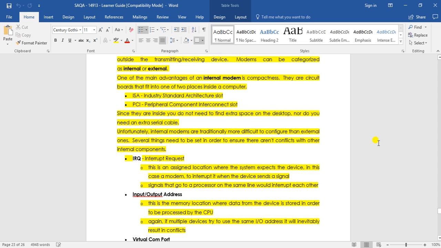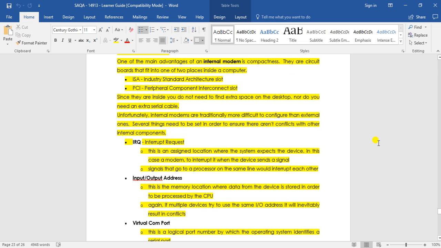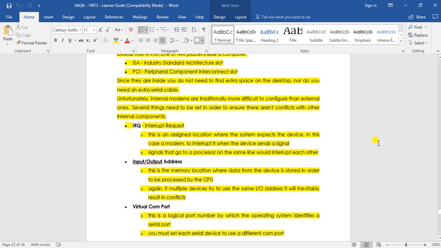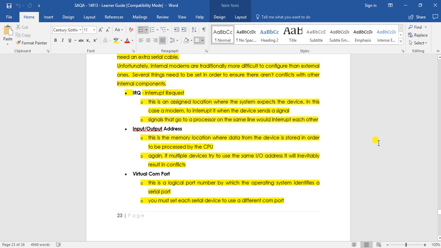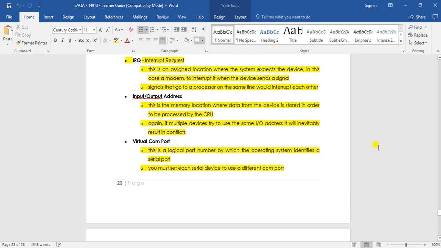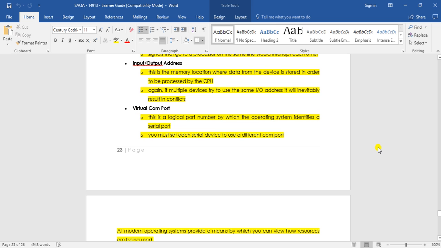An IRQ, interrupt request. This is an assigned location where the system expects the device, in this case a modem, to interrupt it when the device sends a signal. Signals that go to a processor on the same line would interrupt each other. The input output address: this is the memory location where data from the device is stored in order to be processed by the CPU. Again, if multiple devices try to use the same input or output addresses, it will inevitably result in conflicts. Virtual COM port.